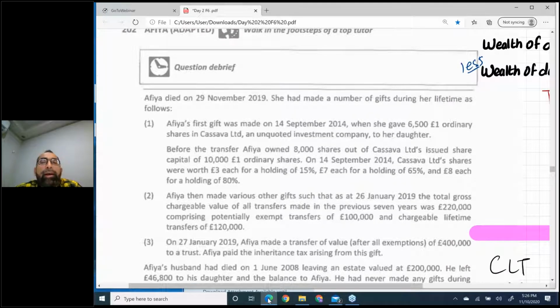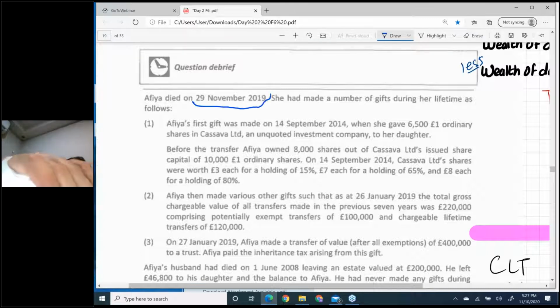Let me tell you, IHT is calculated on the decrease in wealth of the donor. And I taught you in the very first slide how to calculate the decrease in wealth of the donor. There were two lines: wealth of donor before gift, less wealth of donor after gift. Okay, let's do it. Afia died on 29th November 2019.